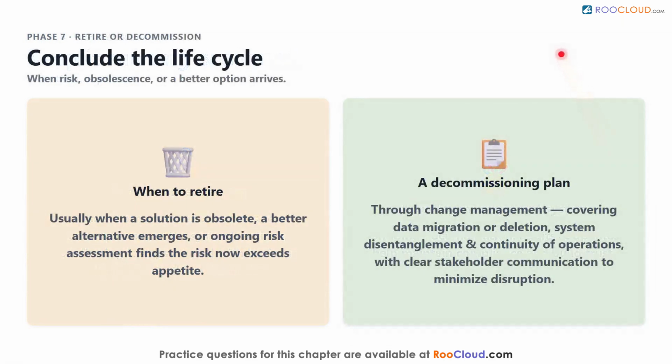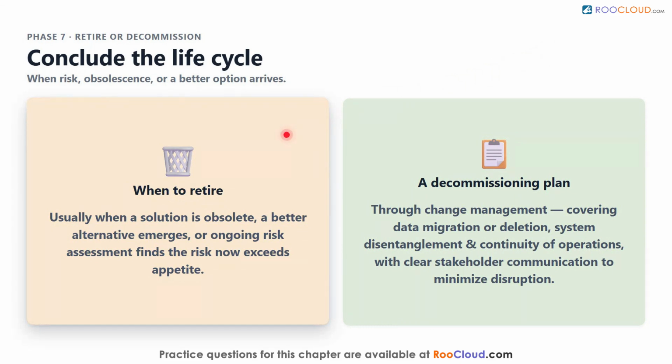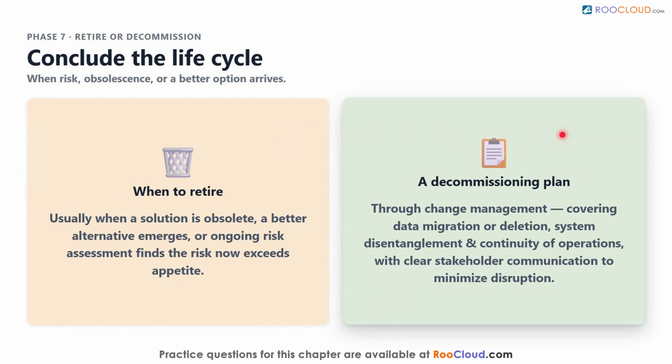The seventh and final phase is retire or decommission, which concludes the life cycle. Retirement usually happens when a solution becomes obsolete, a better alternative emerges, or ongoing risk assessment finds the risk now exceeds appetite. Once the decision is made, create a detailed decommissioning plan through change management, covering data migration or deletion, system disentanglement, and continuity of operations, with clear communication to stakeholders to minimize disruption.